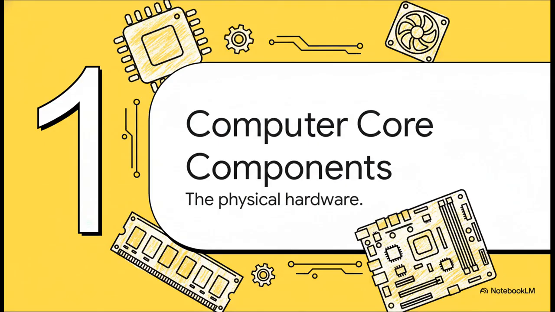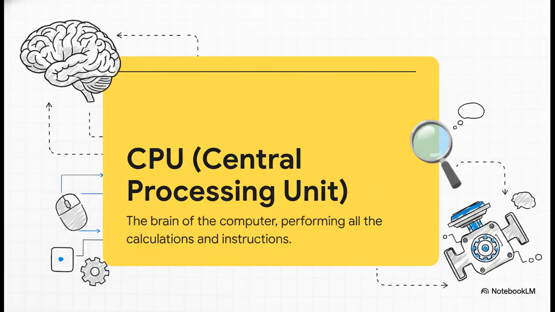Okay, first up, the computer's core components. We're talking about the tangible, physical parts you could actually hold in your hand. This is the essential hardware that makes everything else even possible. So at the very heart of it all, you have the CPU, the central processing unit. Honestly, the easiest way to think about it is as the computer's brain. Every single click, every keystroke, every command, it all gets processed right here. It's the engine doing all the heavy lifting, all the thinking.